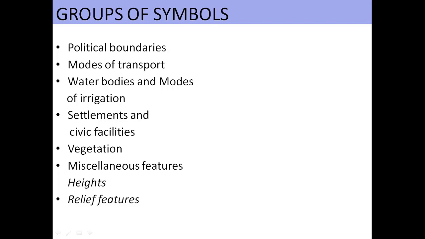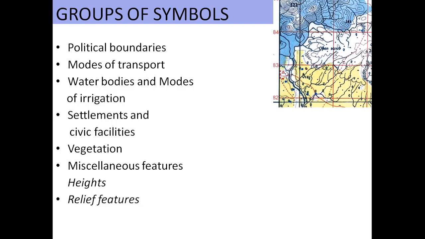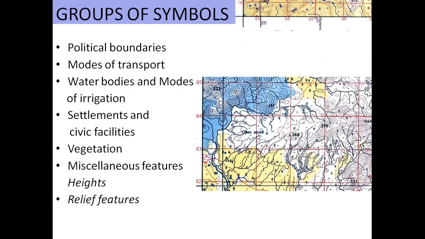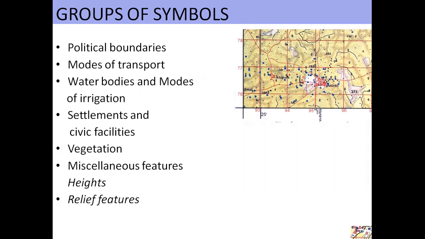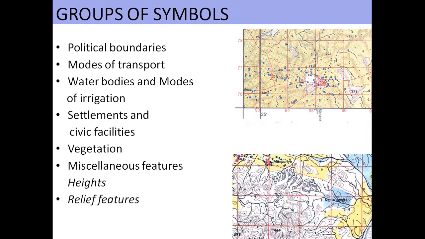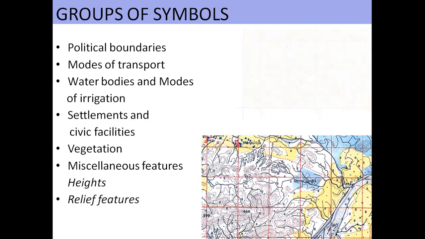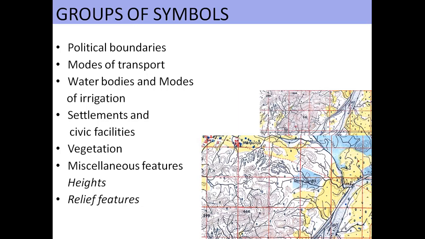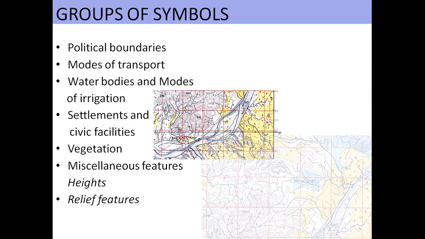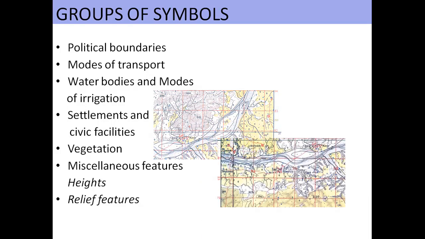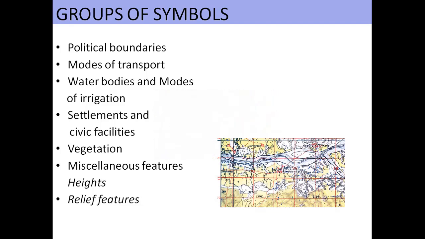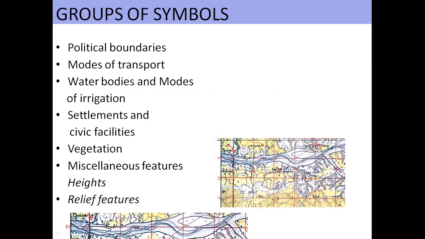Now we'll learn about groups of symbols on a topographical map. There are 7 groups of symbols on a topographical map. Political boundaries: political boundaries show the taluka, district and state boundaries. On a topographical map, we can even identify the modes of transport using different color codes. Water bodies and modes of irrigation like tanks, dry tank, channels, and wells, tanks, tube wells. Settlement and civic facilities are also marked on the topographical map.